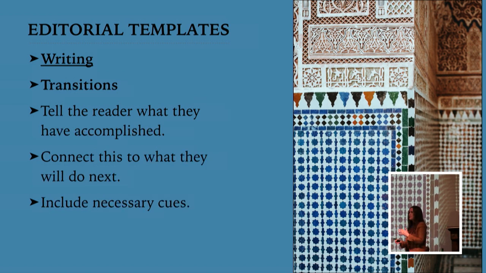We also have a template for thinking about transitions, both at the end of steps and in the doc itself. So at the end of sections or steps, we encourage authors to tell the reader what they have done and how it connects to what's coming next. In the context of the doc itself, where there are changes in contexts or spaces, we suggest cueing the reader with explicit callouts. The more explicit, the better.